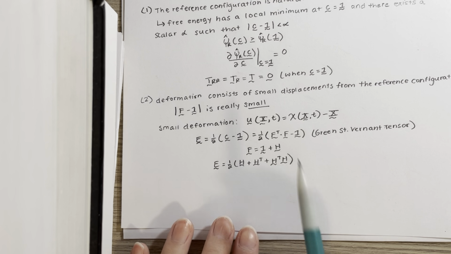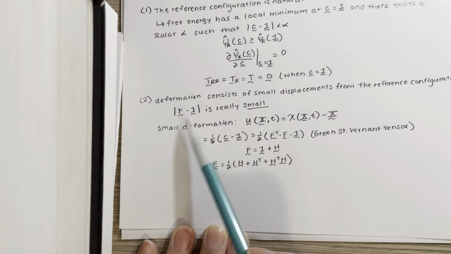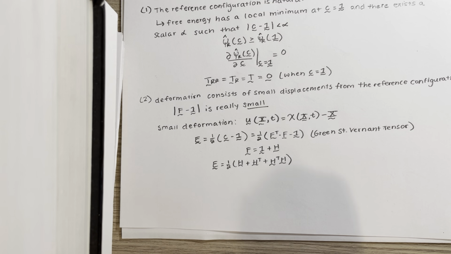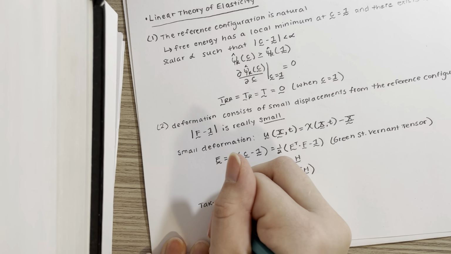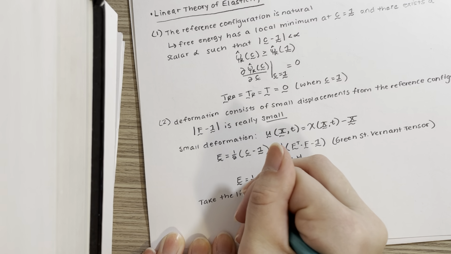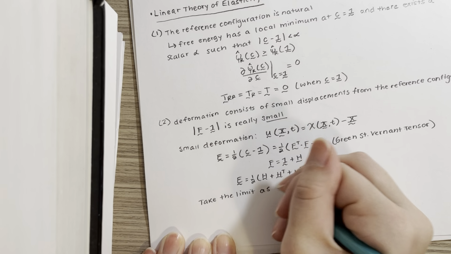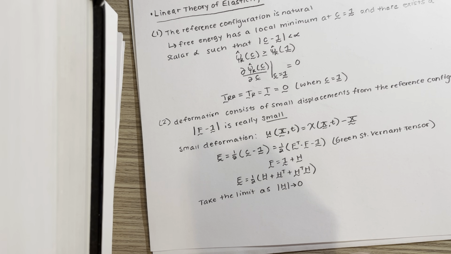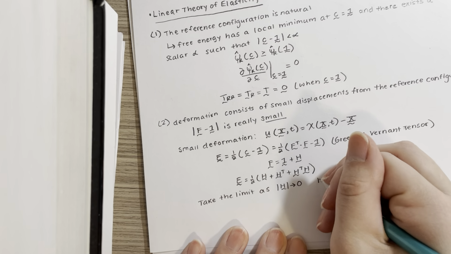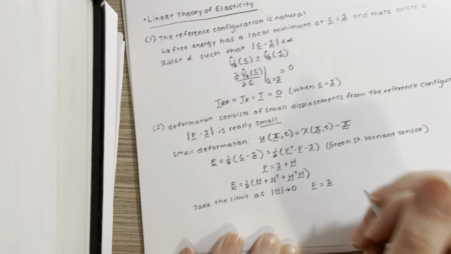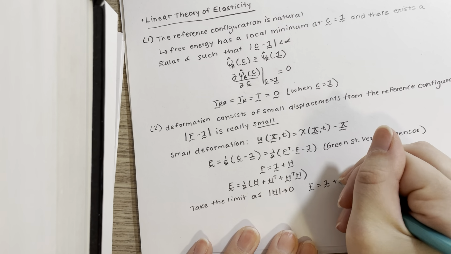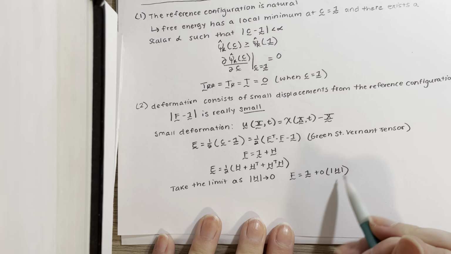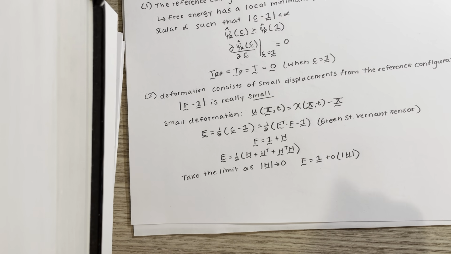And now, as we said before, F minus our identity tensor is really small. So we can take the limit as the magnitude of H approaches 0. And so then we get that F is equal to the identity tensor plus some higher order term that we'll later neglect, but we'll keep it in our equation for F right now.